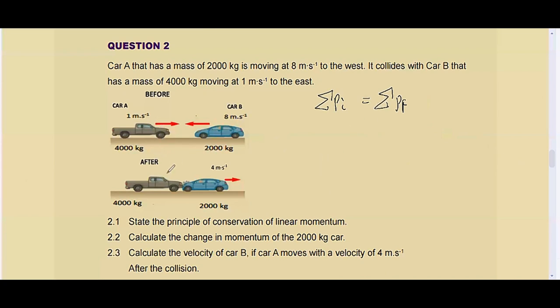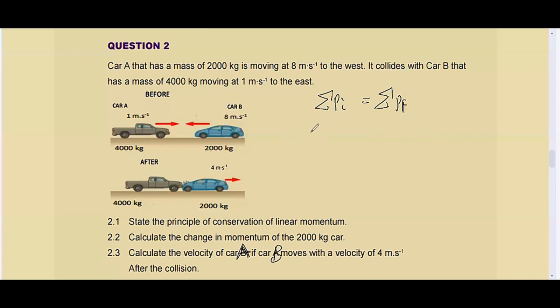Now, looking at this situation, both these objects were moving individually. Then after collision, they still move separately, right? Because now they gave us the velocity for car B, but they want us to calculate the velocity for car A. So this was supposed to say calculate the velocity of car A if car B moves with a velocity of 4 meters per second. So if you are using this document, please note that mistake there.